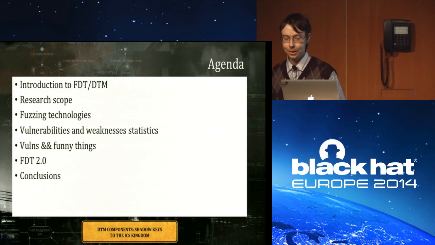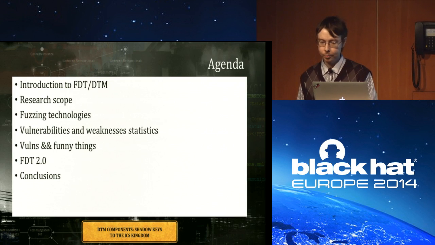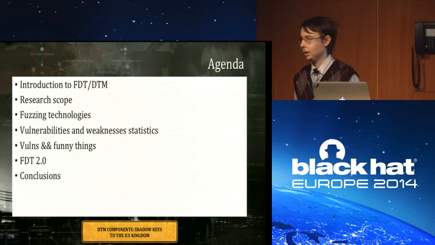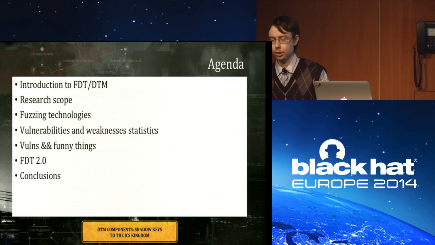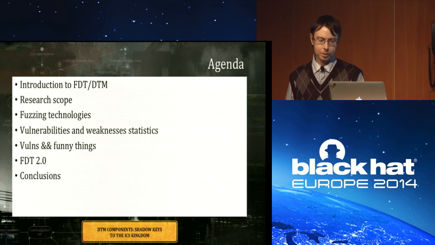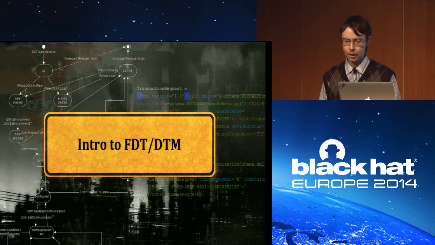And here is the agenda for our talk. At first, we will give you a small ICS 101 introduction and list some key features of FDT DTM technology. Then we will talk about our research scope and fuzzing technologies. After that, we will present short vulnerability statistics, and at the end of the talk, we'll look in detail at some vulnerabilities, discuss FDT version 2 standard problems, and make a small conclusion. So in the next few slides, we will review the key points of FDT DTM technology.